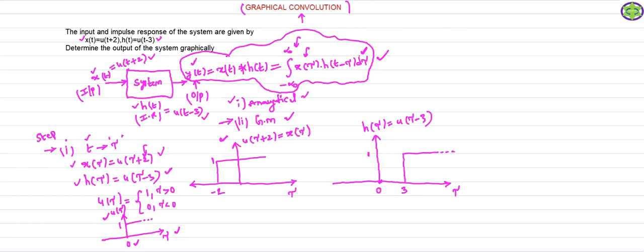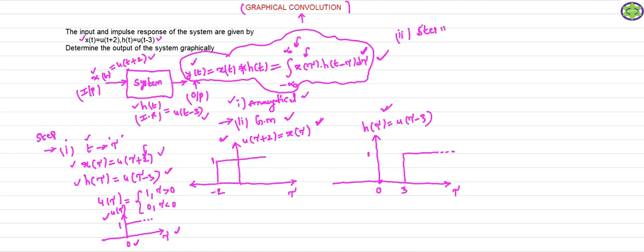You can easily realize. Now x of tau we already found out. This is your x of tau. In step 1 we found the x of tau signal. Now we are going to find out h of t minus tau. For that we developed h of tau, so h of tau is already developed. Now this is your step number 2. Let us clearly observe step number 2.